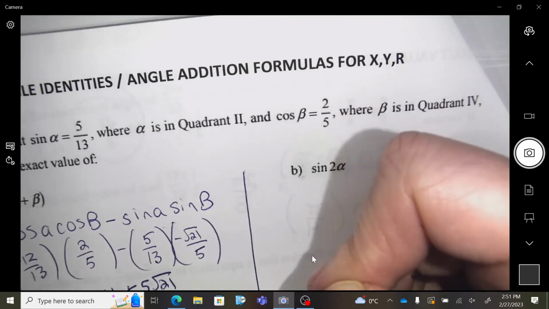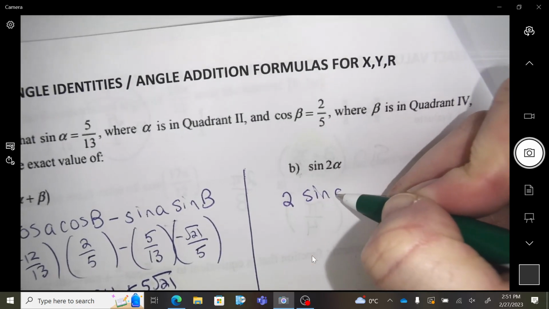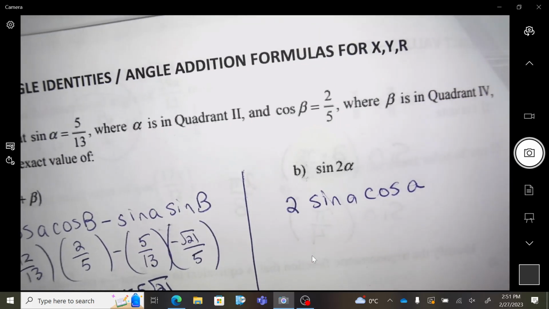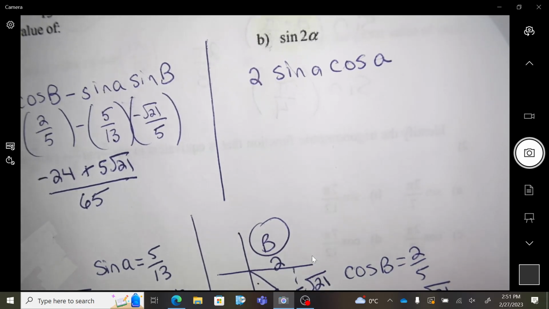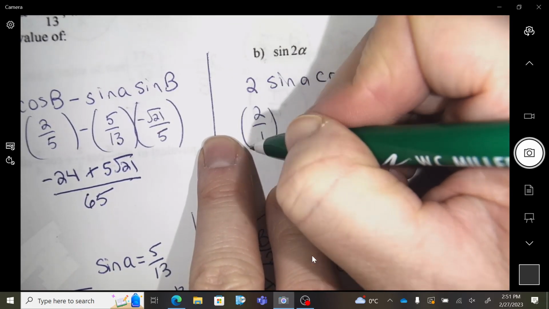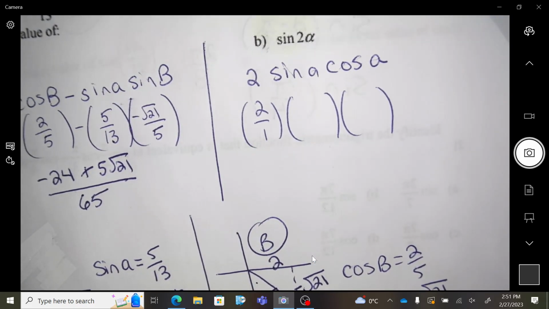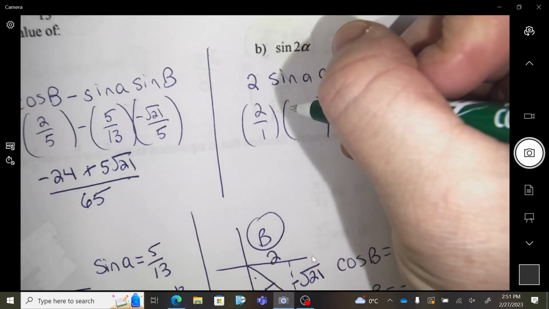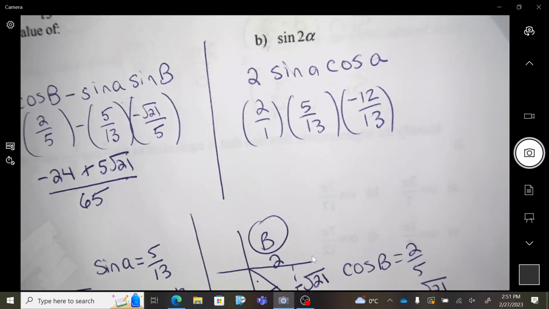Okay, sine 2a. Now you need to find a formula, and it's on the bottom there. So find a formula. Okay, I put it as a 2 over 1 just to help my fraction math, and then plug in. Okay, and then just finish the math part of it.